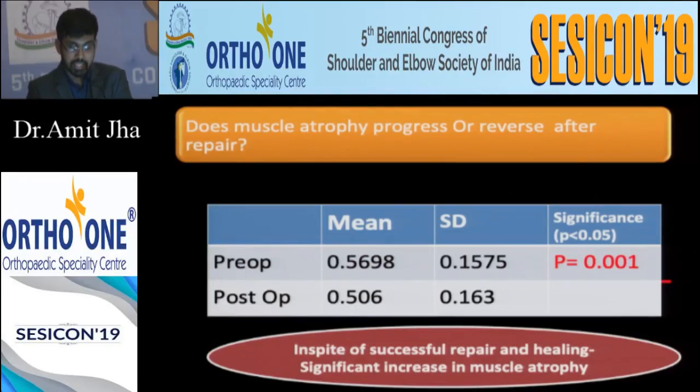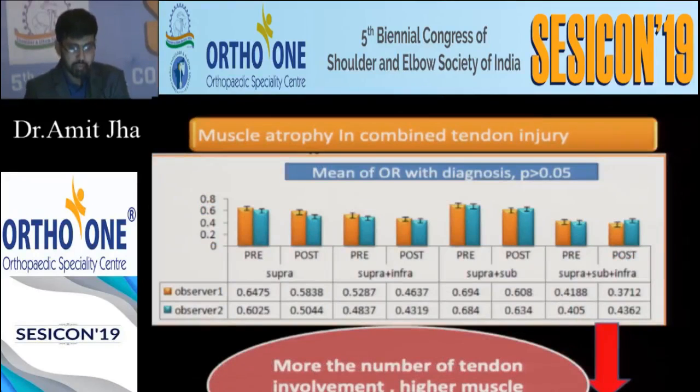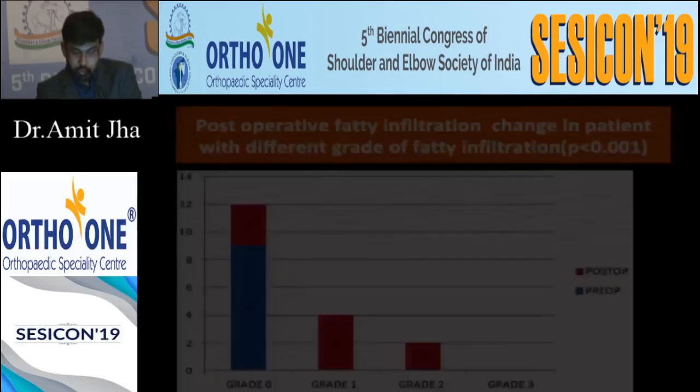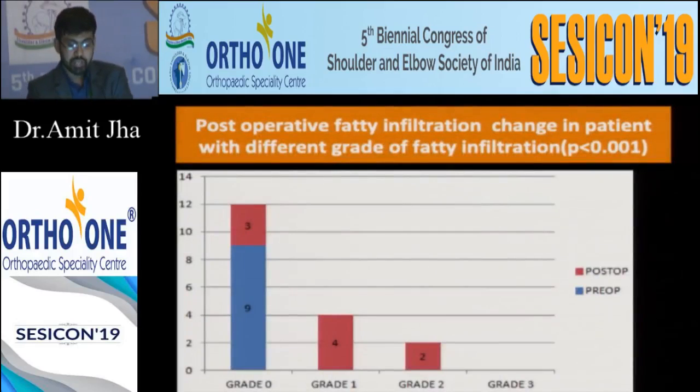That means there was a significant increase in muscle atrophy in spite of a good repair and healing. When we see the combined tendon injury, those patients having multiple tendon injury had more muscle atrophy, meaning their occupancy ratio was on the lower side, but it was not statistically significant.